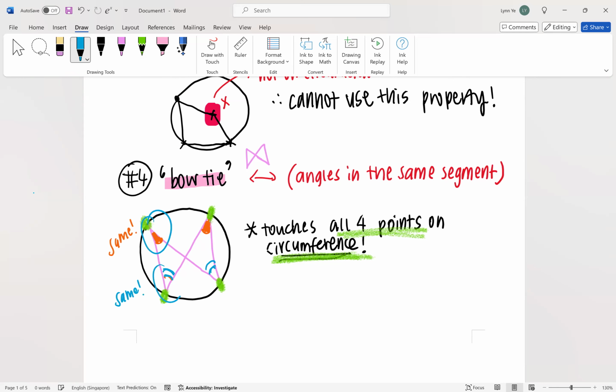Can I say that this angle and this angle are the same? Yes or no? No, they are not the same. Okay? Only the tip of the bow tie and the bottom of the bow tie will be the same. But these two are not the same. Clear so far? Now you can make your notes.